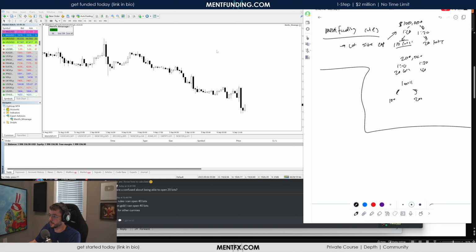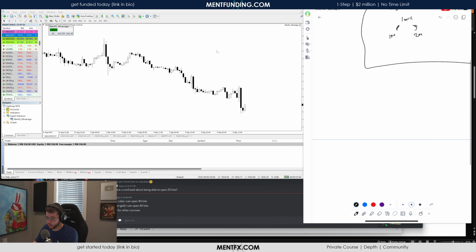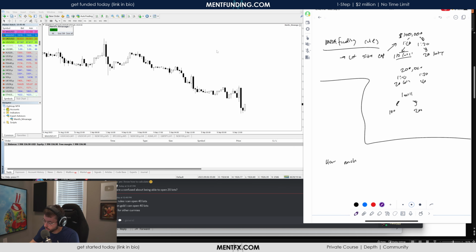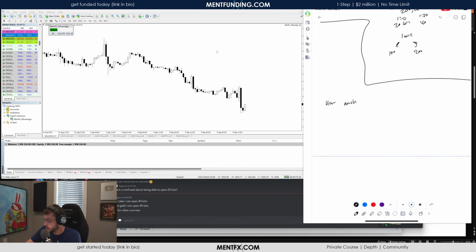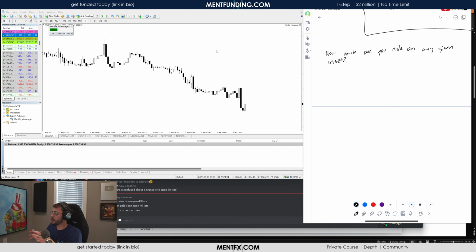So let's put this to the side. There we go. Let's go down a little bit. Now we're going to look at how much you can actually risk on a pair. I'm going to circle this number right here. So the lot size cap, I'll make it purple. Now the next question is, how much can you risk on any given asset? And very simply, the way that you're going to approach how much you can actually risk in total, how many lots you can actually open on any asset, is the following way.